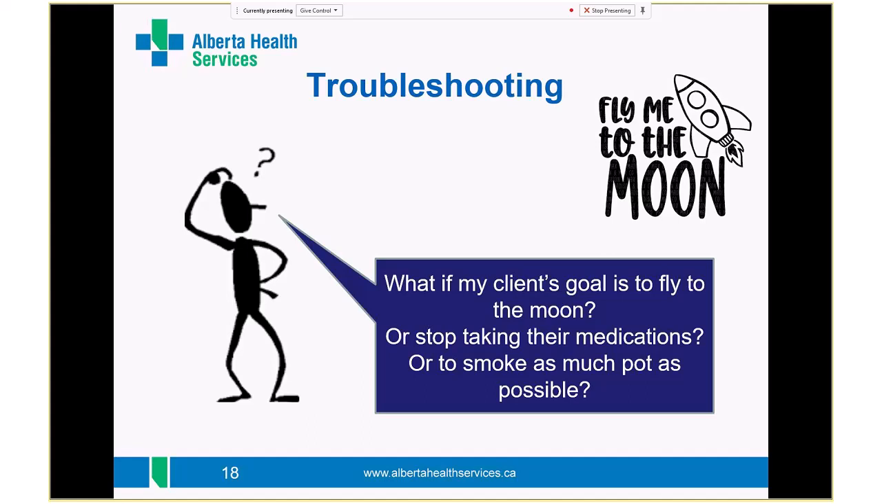Or maybe we have a patient whose goal is to do a lot of drugs. Is this because the patient wants to blank out because they can't cope with something? Does the client have some trauma to work through? Are there some cravings that we can help them cope with? Or are there some harm reduction strategies that we can use to decrease the risk of them continuing to smoke a lot of pot?